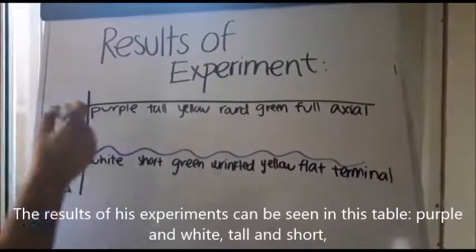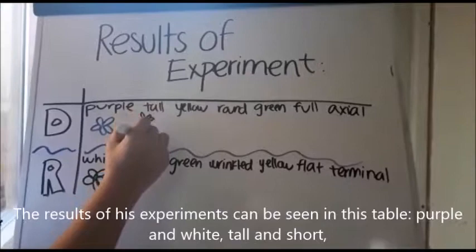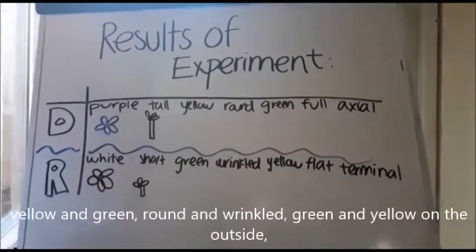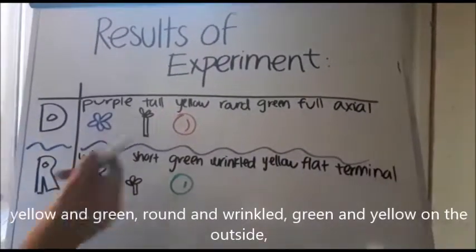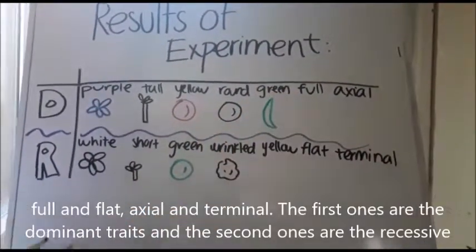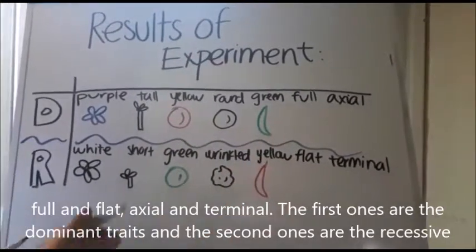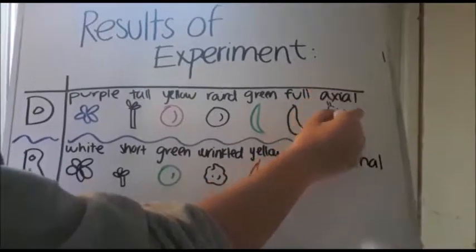The results of his experiments can be seen in this table: purple and white, tall and short, yellow and green, round and wrinkled, green and yellow on the side, full and flat, axial and terminal. The first ones are the dominant traits, and the second ones are the recessive.